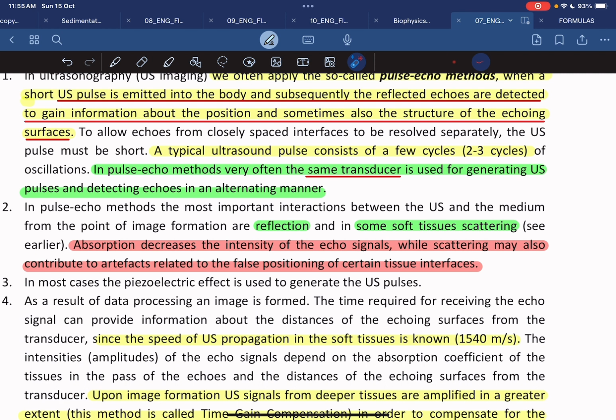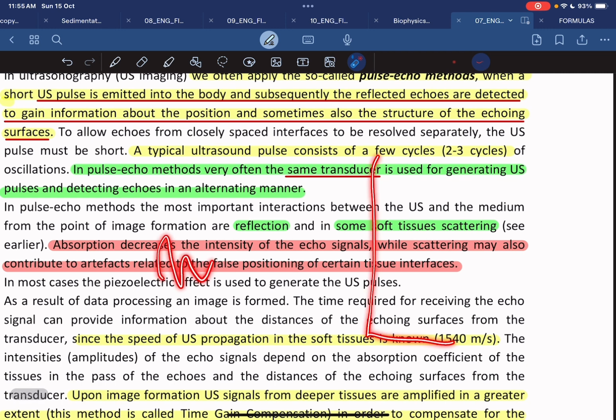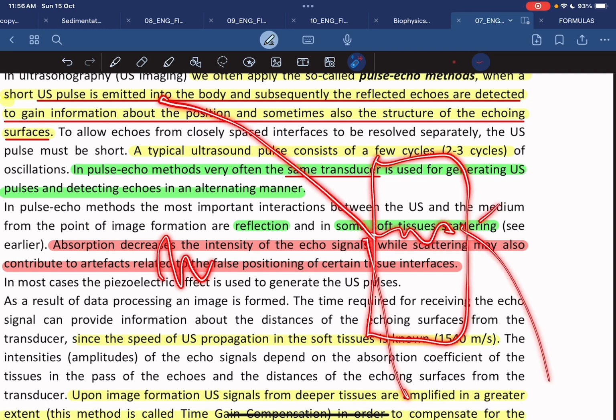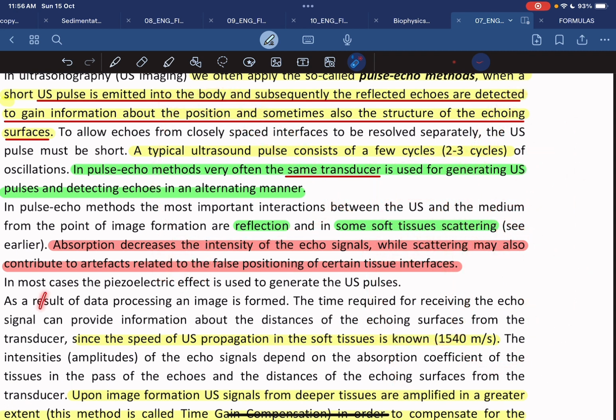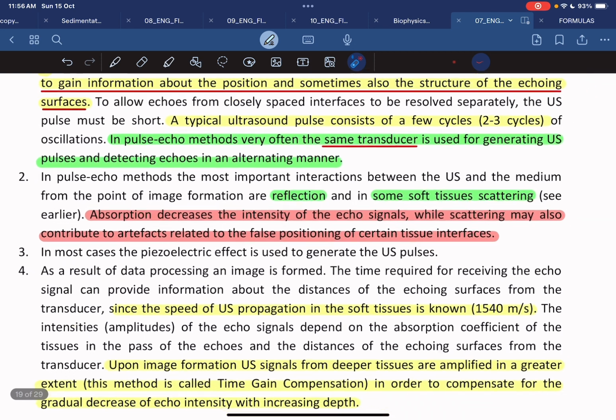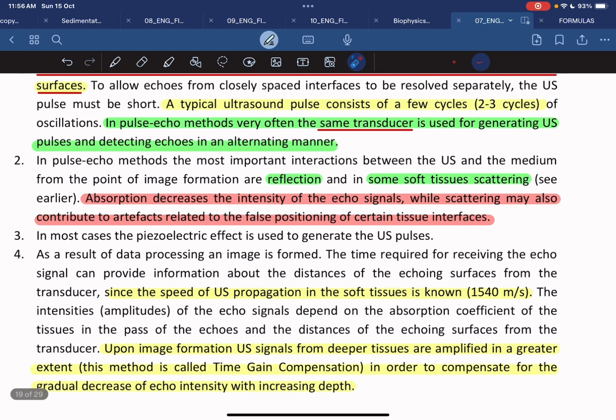Okay, how are we forming this image? Let's say we pass ultrasound through this object. Some of it, as I said, passes through, some of it reflects back, some of it gets scattered. Now, using this information, and how much has been absorbed, we form an image on the screen showing that you have a baby in your stomach. So that's basically it. The point of image formation are reflection and soft tissue scattering.